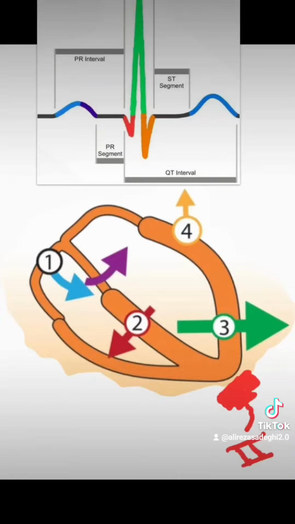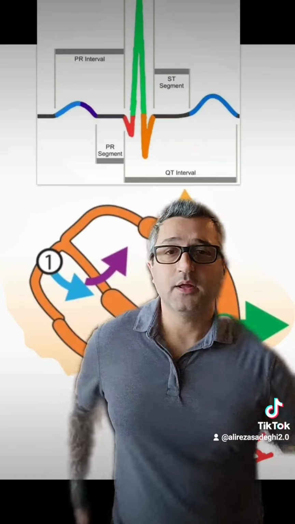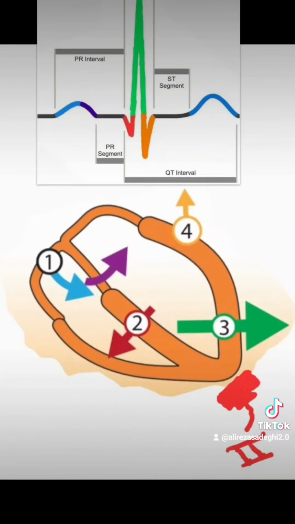In a normal heart, the intraventricular septum depolarizes from left to right through the intraventricular septal fascicle. Because this depolarization occurs away from lead 2, it gives you a negative deflection.